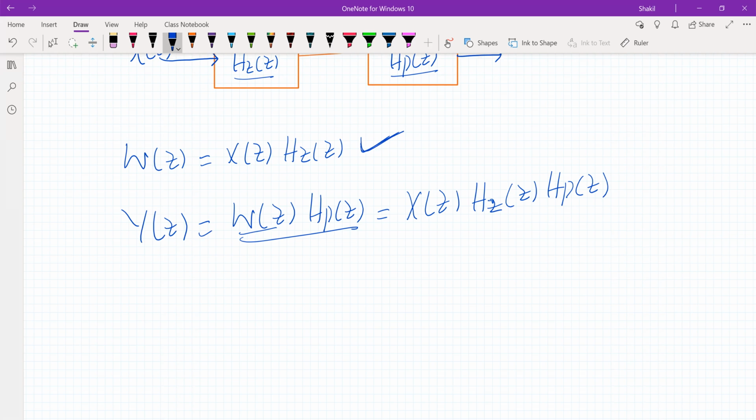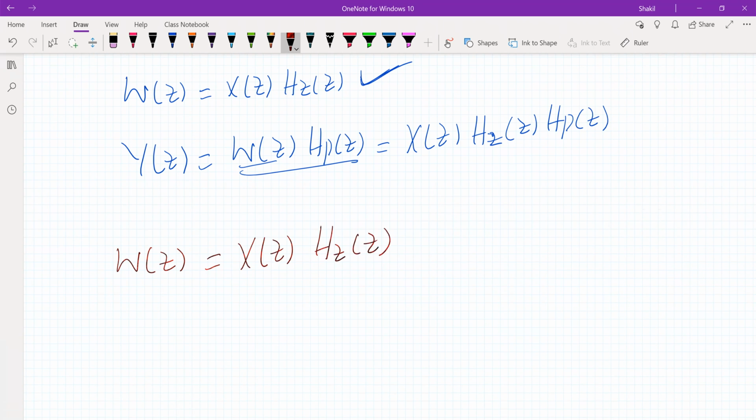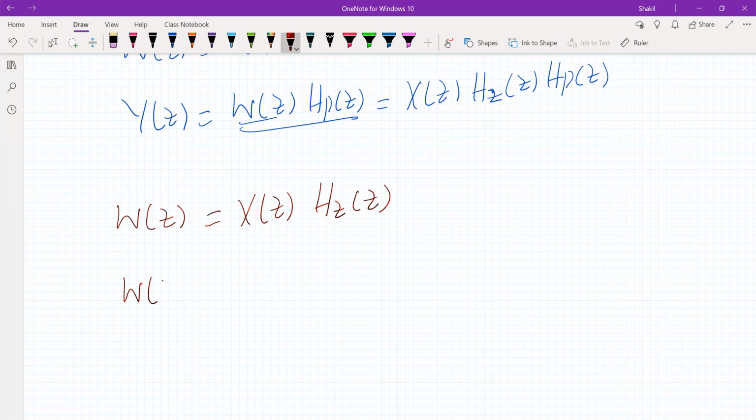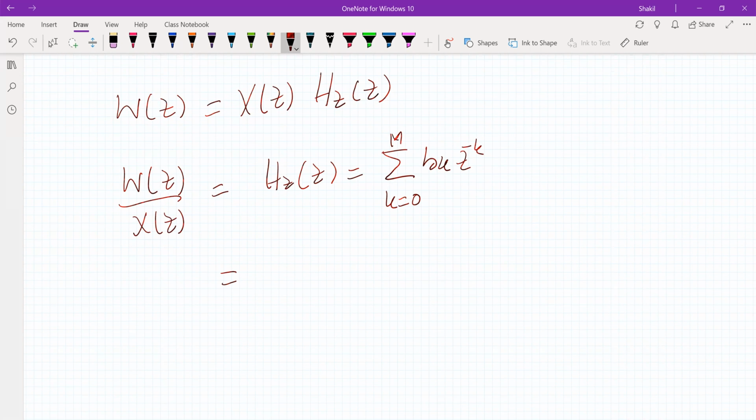Now let us concentrate on these equations, first on this equation. W of z is X of z multiplied by Hz of z, so W of z by X of z is Hz of z. Let me substitute the value of Hz of z, summation k running from 0 to M of b_k z^-k. Expanding this summation, this will be b_0 z^0, b_1 z^-1, b_2 z^-2, and so on up to b_M z^-M.